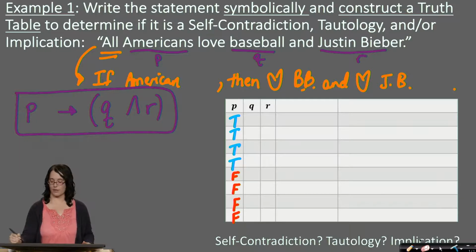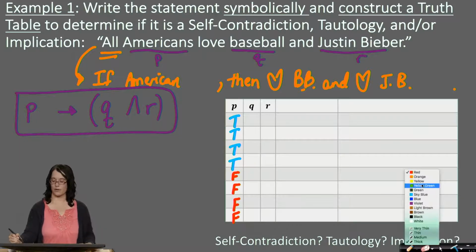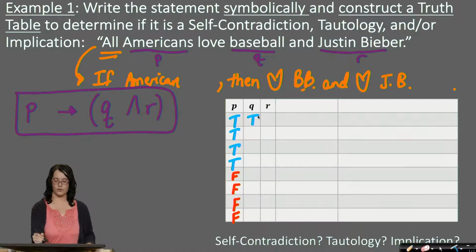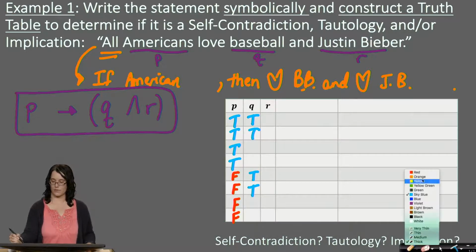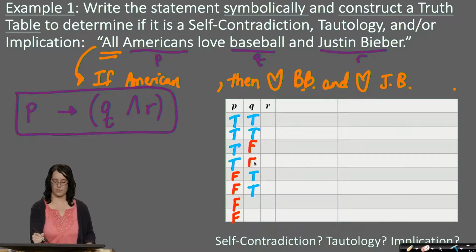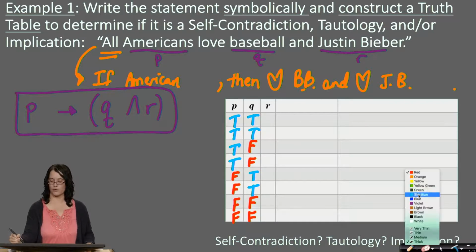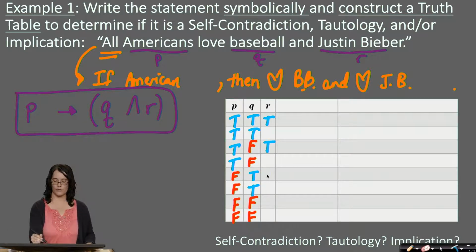How did you get your Q column? Instead of 4 by 4, you went 2 by 2. So true, true, false, false. True, true, false, false. And how did you get your R column? That's right. Instead of 2 by 2, you went 1 by 1. So true, false, true, false, true, false.